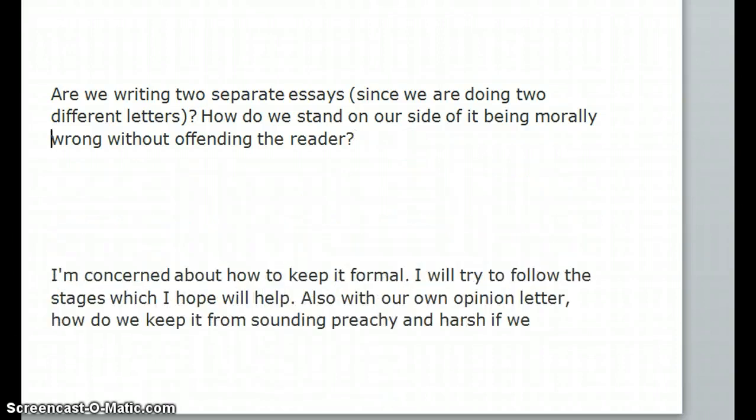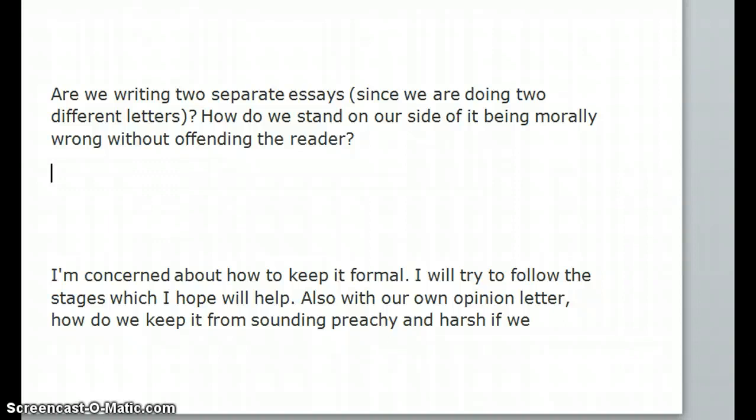Okay, the next question says, are we writing 2 separate essays since we're doing 2 separate letters? How do we stand on our side of it being morally wrong without offending the reader? Okay, these are 2 questions, so let me address them separately. Essentially, yes, they are 2 separate pieces. I don't want you to combine your point of view with Kant's.